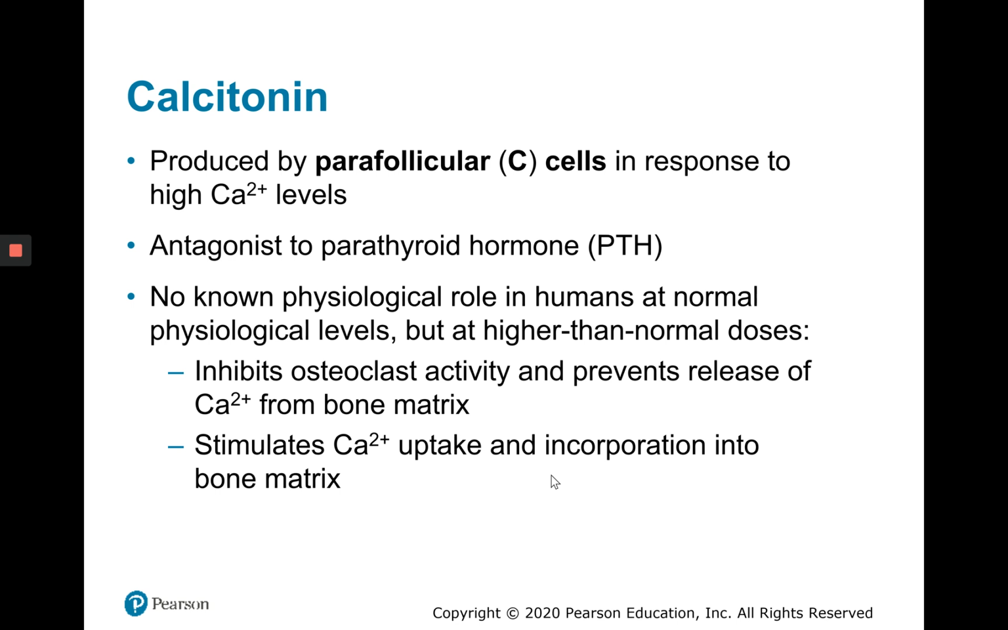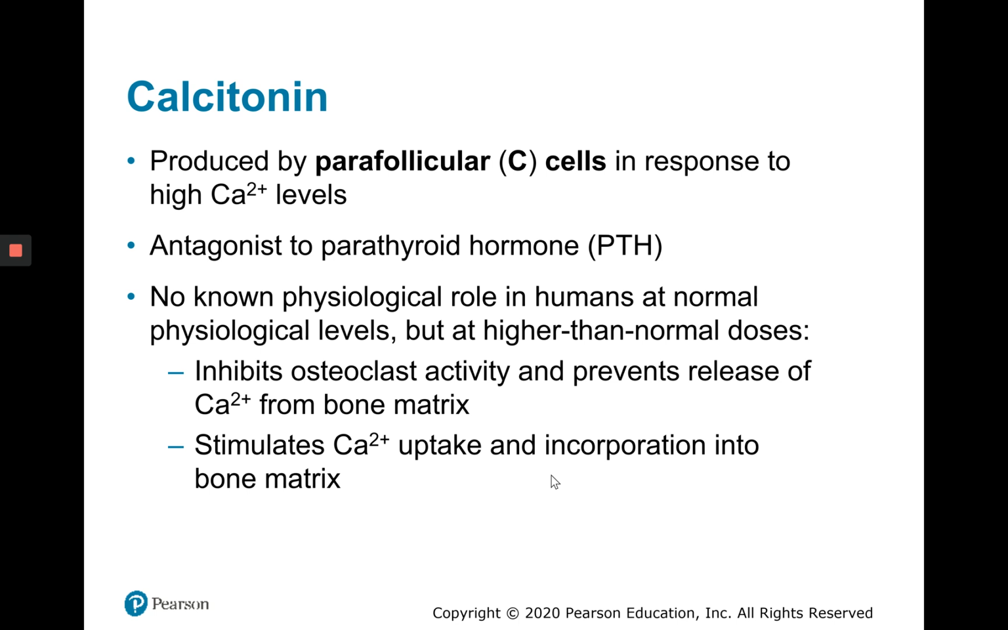So if your stimulus is high calcium levels, that will be the trigger for the parafollicular cells of the thyroid gland to produce calcitonin and dump it into the blood. It acts as one part of an antagonistic pair with parathyroid hormone, which does the opposite. Whereas calcitonin decreases calcium levels in the blood, parathyroid hormone is going to increase calcium levels in the blood.